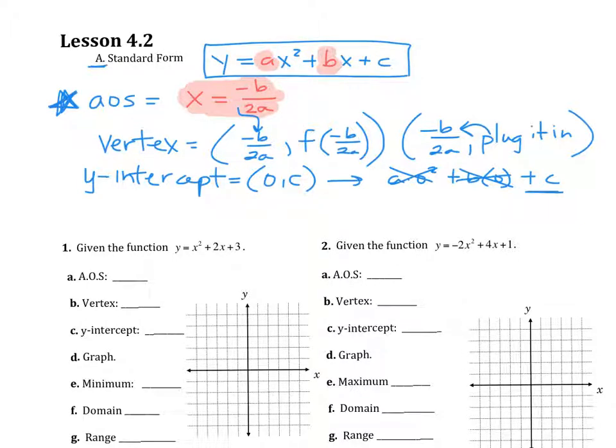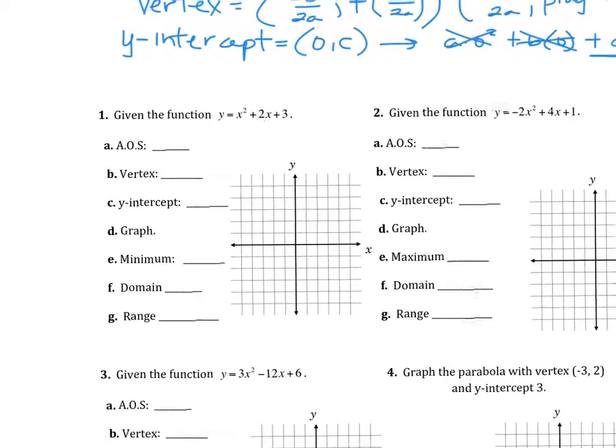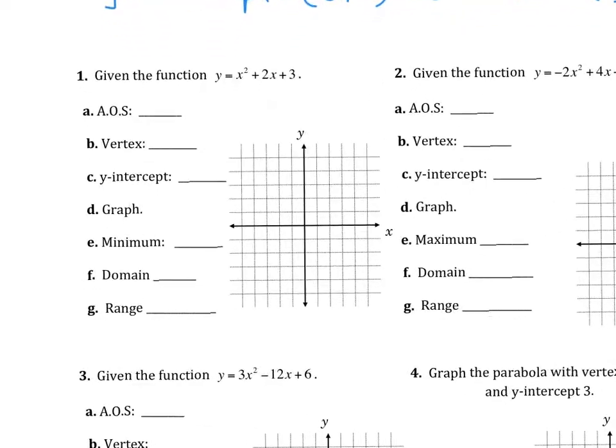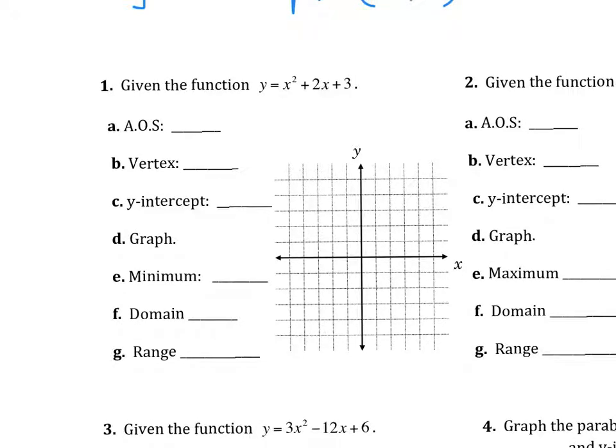And the same thing applies: if your a is positive, your graph goes what direction? Opens up. If a is negative, your graph's going to open down. So that's the same. All right, we're going to take those ideas and do it on this first problem. Given this function, we're going to find the axis of symmetry.